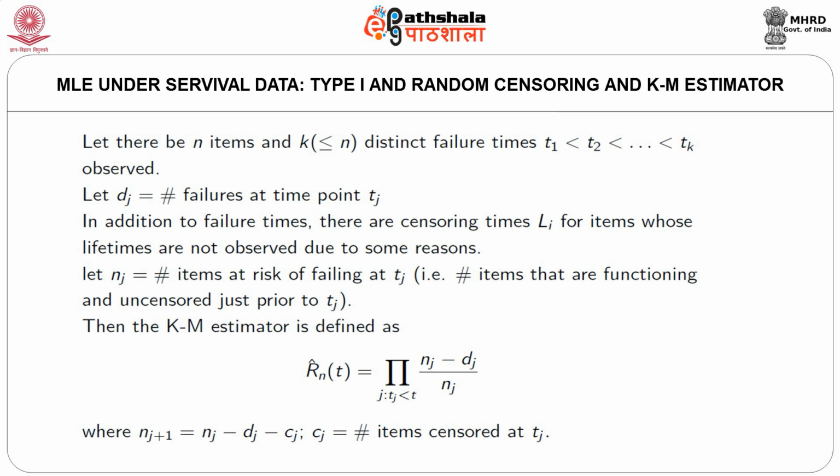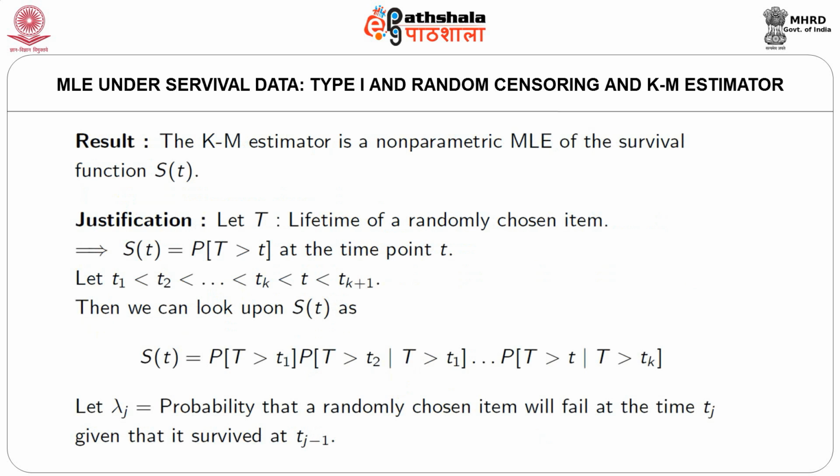Then the Kaplan-Meier estimate is defined as Rn(t) hat equal to the product over those j for which tj is less than the point t, of (nj minus dj) by nj, where n(j+1) is equal to nj minus dj minus cj. And what is cj? cj equals the number of items censored at the time point tj. Now note that the Kaplan-Meier estimator is a non-parametric maximum likelihood estimator of the survival function R(t).